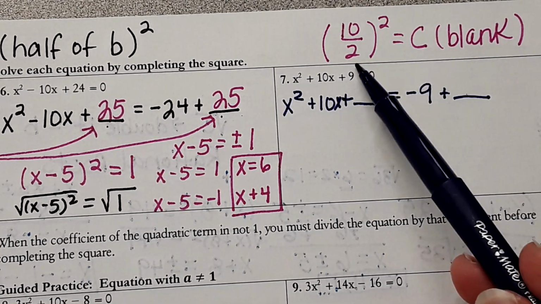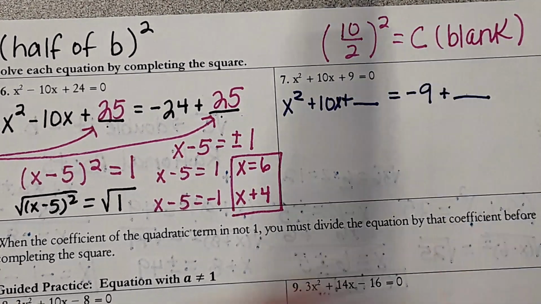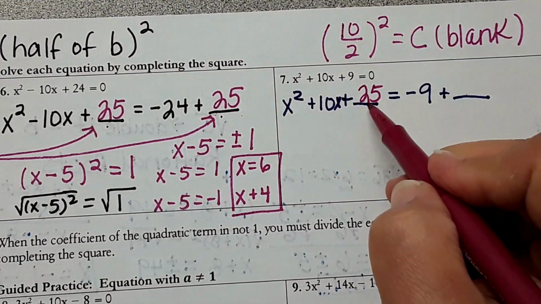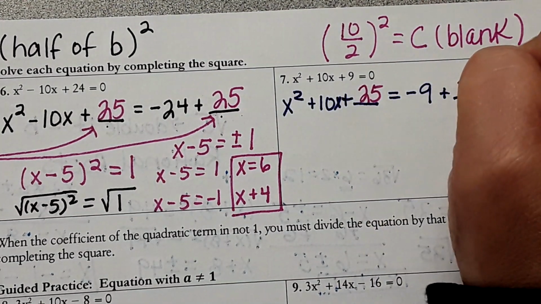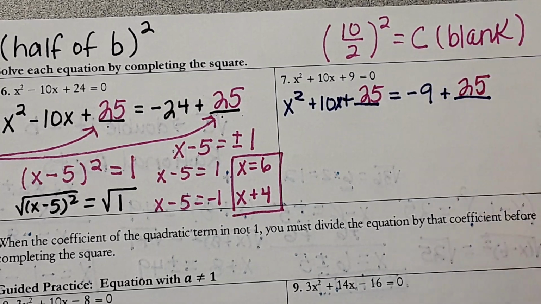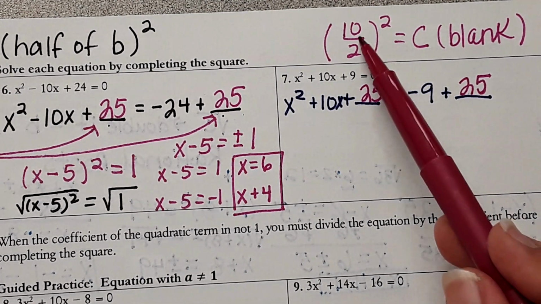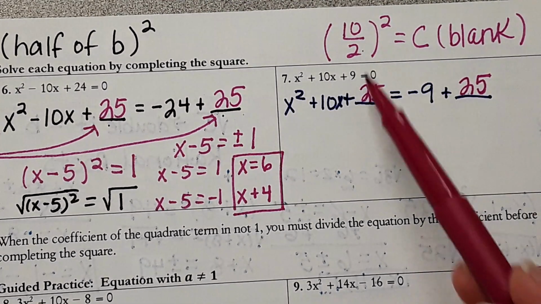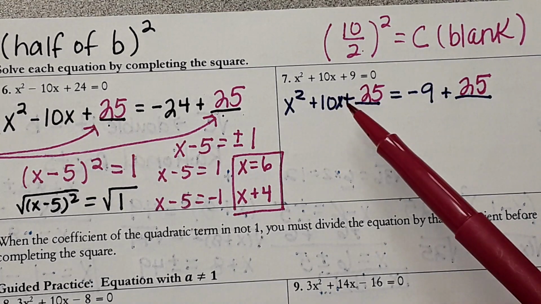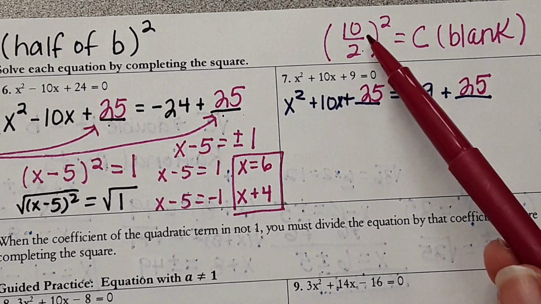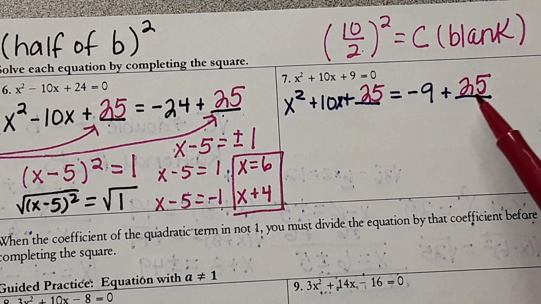So half of 10 is 5. 5 squared is 25. If I put 25 in this blank, I need to put 25 in this blank. So again, I put this number into here. You guys, any even number, it just happens to be the two examples I gave you were 10. If it was 20, you would take half of 20 and square it, and you would put 100 there.